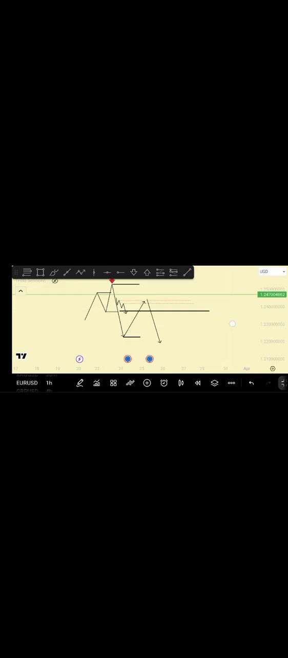Then the third type of liquidity is what? Sessional liquidity. Sessional liquidity is your Asian highs, your Asian lows. I have this indicator which is called T-flab. This T-flab will tell you your sessions. You can see Asian high right here, Asian high, Asian low. This is London low. This is London high. You get? London low, London high. You get?